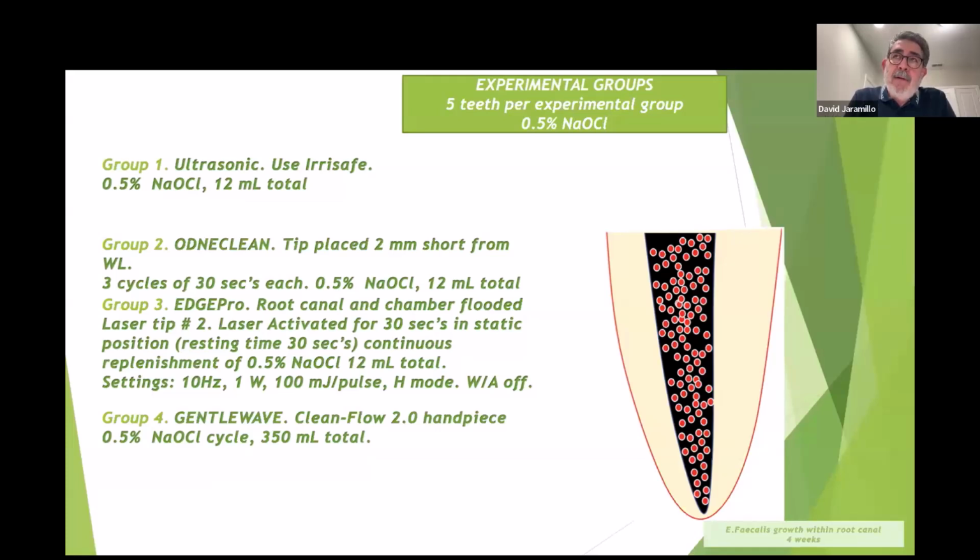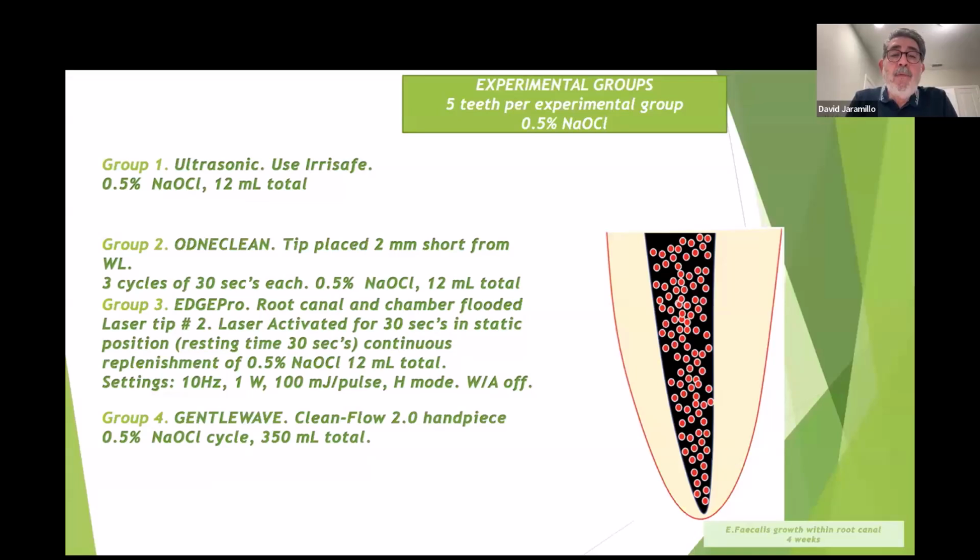So my colleague was asking me, why do you guys keep doing that? Why don't you do a constant, continuous irrigation while you are using the ultrasonic probe inside the root canal? And I say, you know what? Yes, the more irrigant you use, the better, but it is what it is in the literature. So that's why we keep doing that.